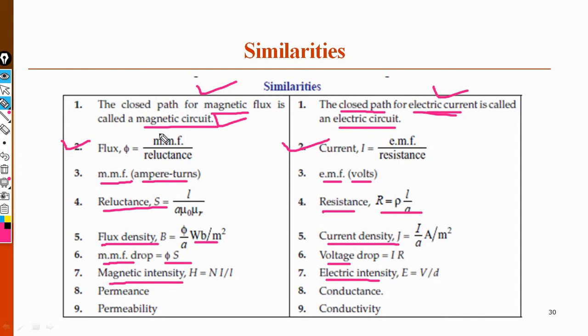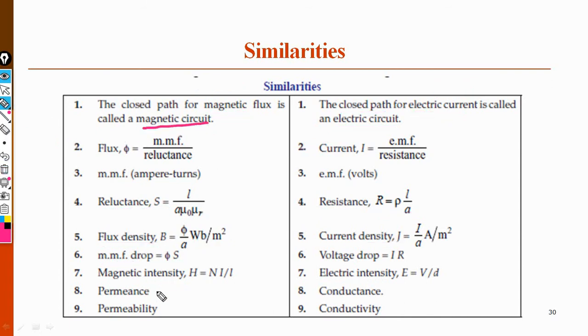Then the magnetic circuit depends on permeance, and the electric circuit depends on conductance. Then the magnetic circuit depends on permeability and the electric circuit depends on conductivity. Now this is the important difference between the magnetic circuit and the electrical circuit. This point is very important in the magnetic circuit and electrical circuit.